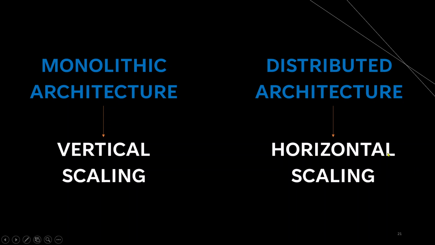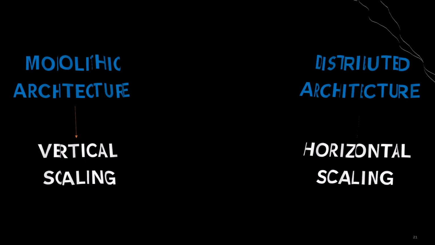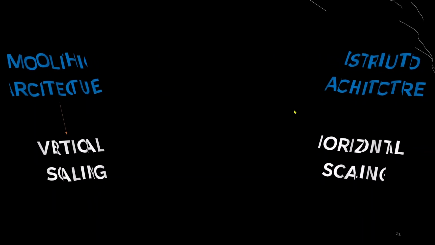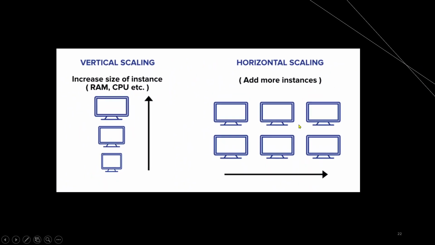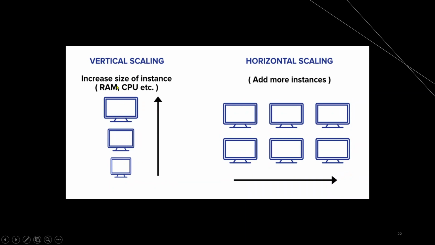Distributed is adding more machines. Okay, now we'll get more clarity if you see this particular image. Vertical scaling is increasing the size of instances, that is RAM, as you can see, and horizontal scaling looks like this, adding more instances.